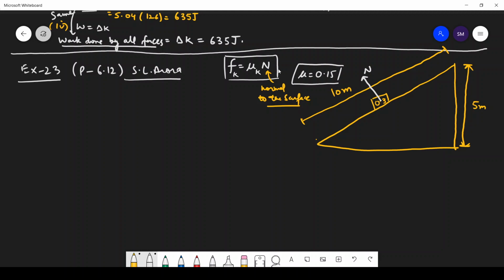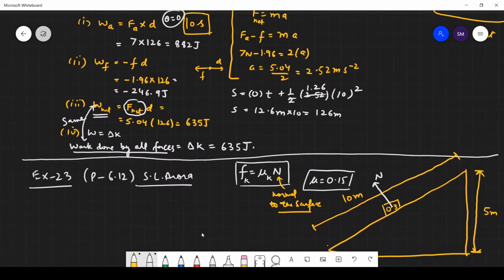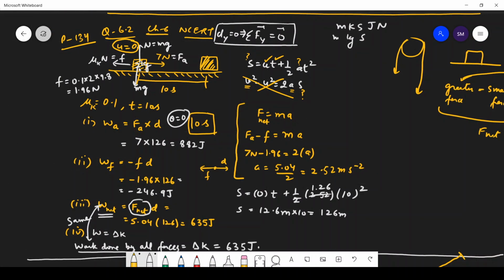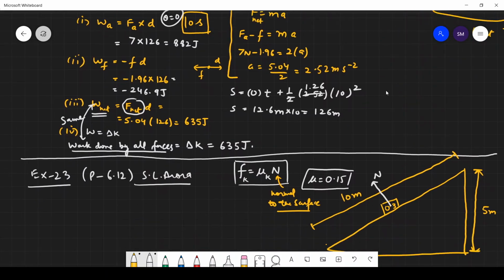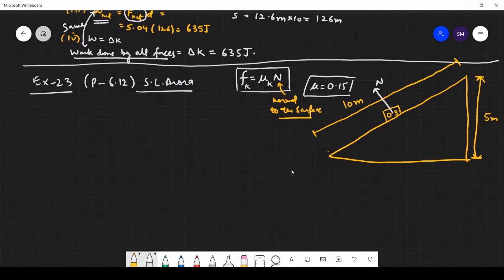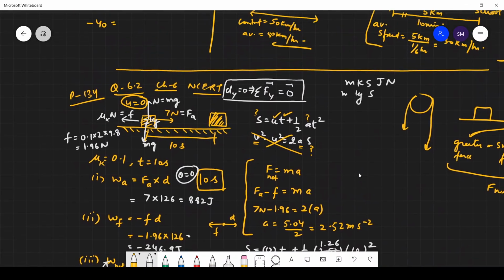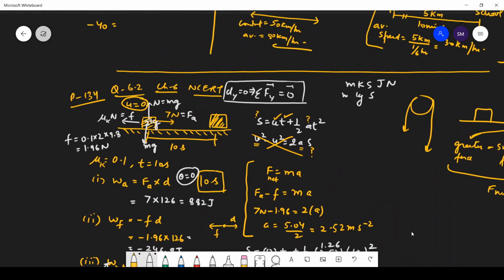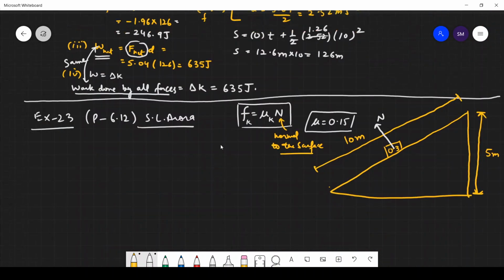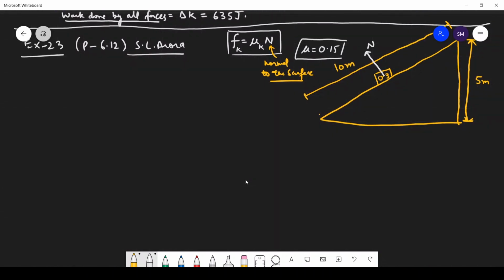Okay, in the last question, as it was a horizontal surface, the normal force was mg, because there was no displacement in the vertical direction. But in this question you can clearly see that there is displacement in the vertical direction going on. There is displacement in the horizontal direction also going on. So it means here this downward force is not equal to the upward force, of course. So that's the difference. Okay? Good question.